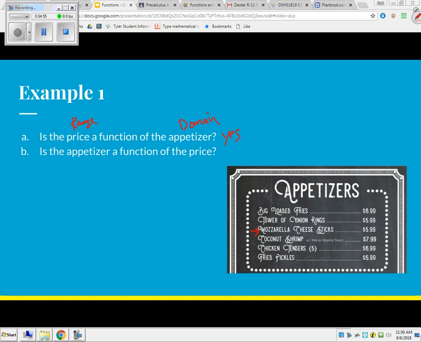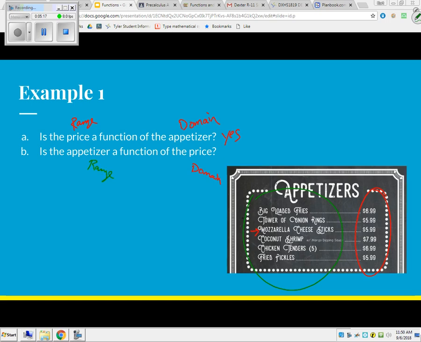Well, what if I'm looking at it the other way? What if all this over here was my domain and all of this over here in the green circle was my range? We go ahead and do that. Domain now is price, and the range is appetizer.